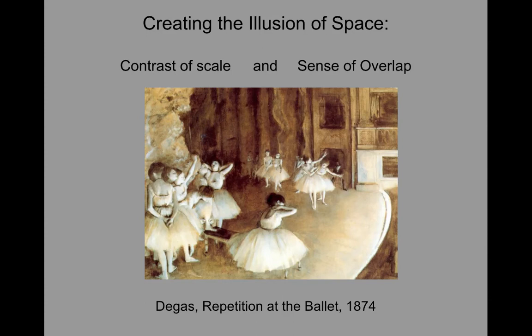Also creating the illusion of space, we can see at work in this Degas painting the contrast of scale. So we see these smaller dancers and these larger dancers, and our mind assumes that the larger ones must be closer to us. There's also active here the sense of overlap. Because this figure interrupts this figure, and they interrupt the ones behind them and the ones over here, we use terms like behind. We're fooled into believing that these ones are closer because they seem to overlap the others. They seem to be in front of and blocking our view of the others. So that's a sense of overlap.